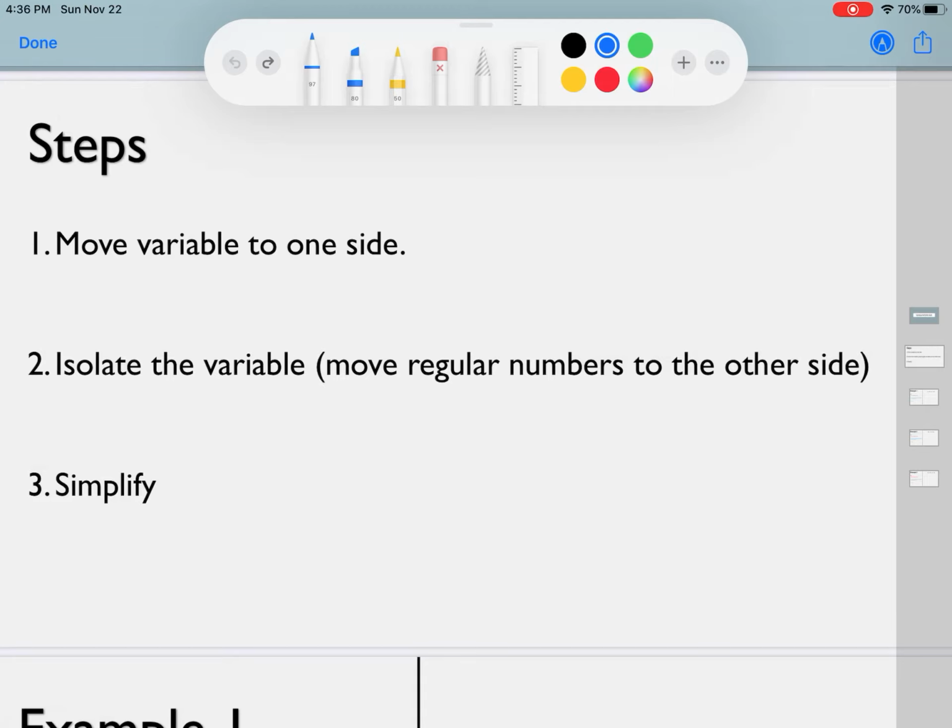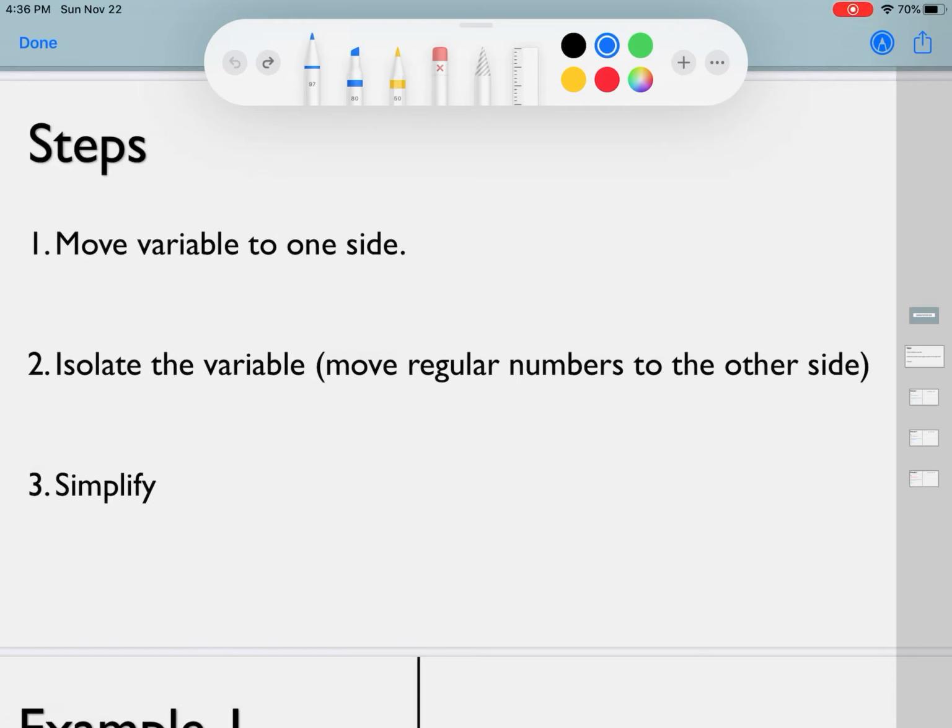So our steps in a general sense are, first thing we have to do is move the variables to one side. We just want one variable on one side. Then our second one, we want to isolate the variable. So what I mean by that is we want to move all the regular numbers and other garbage to the other side. And that way you just have your variable alone by itself, whether it's 6x or x over 4 or whatever it is, whatever term has that variable in it, we want that term to be isolated by itself.